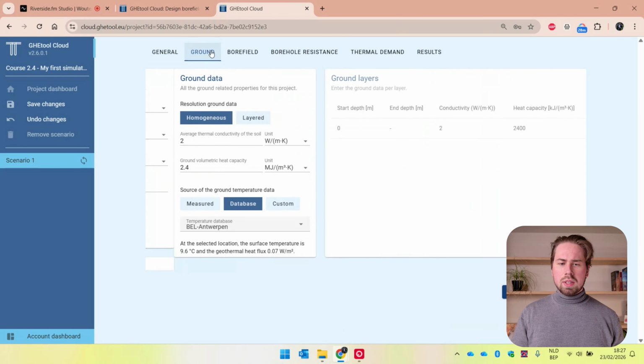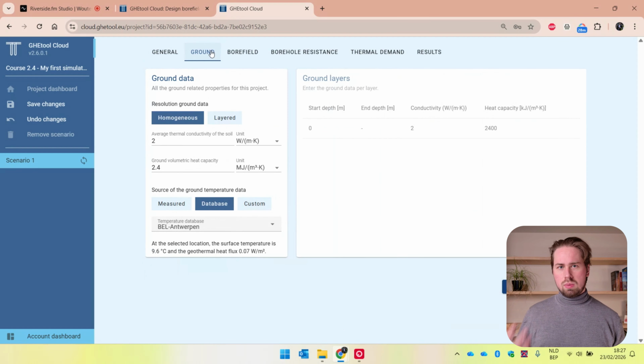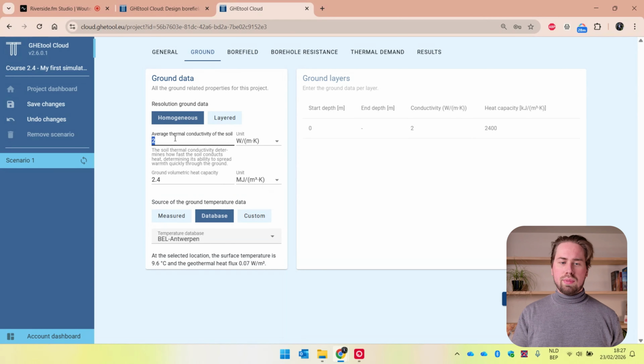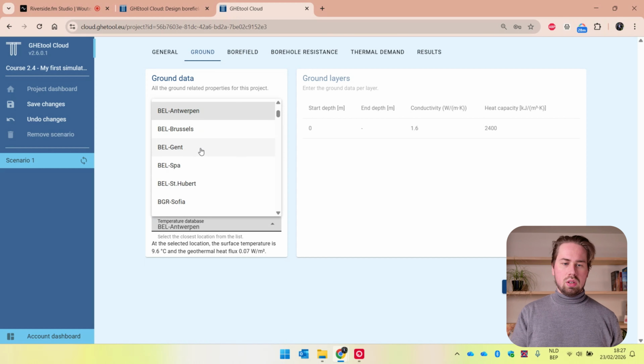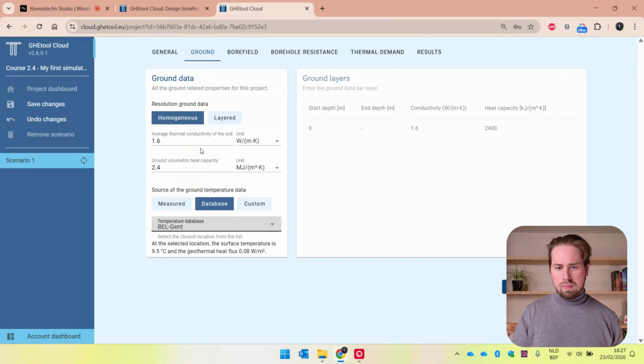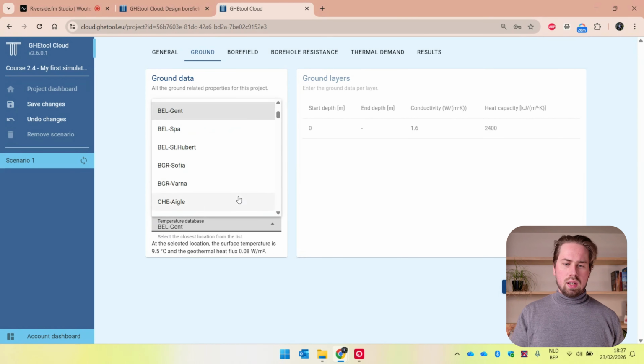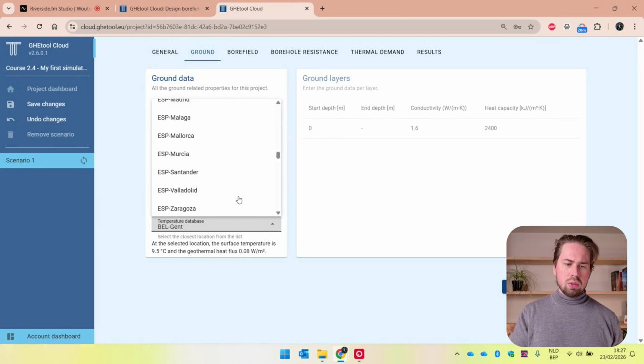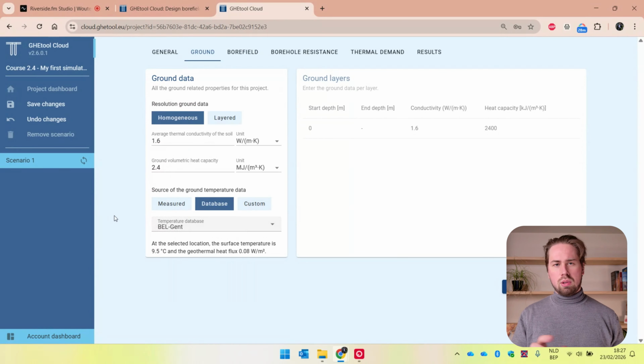For our ground properties, we will start with the borefield of 150 meters deep, and that was 1.6 watt per meter Kelvin. And for the location, we used Bel Ghent. This is, by the way, a data set of the whole of Europe. There are quite a couple of locations, but perhaps your local government or geological department has some more detailed or more accurate information. So this is just our database.